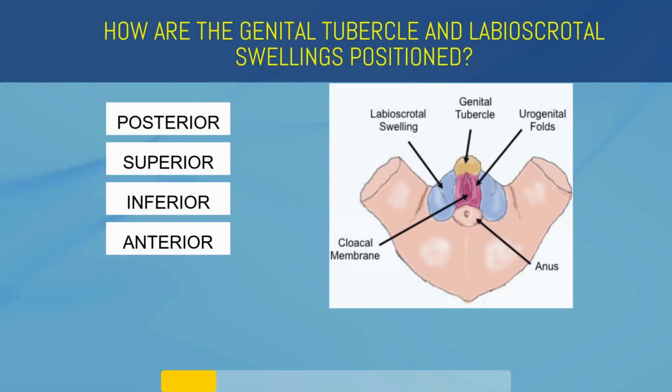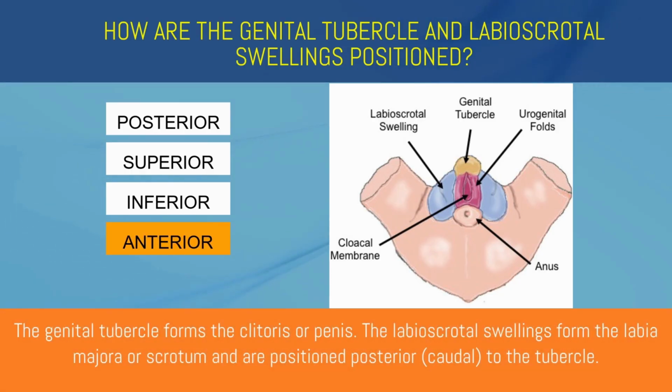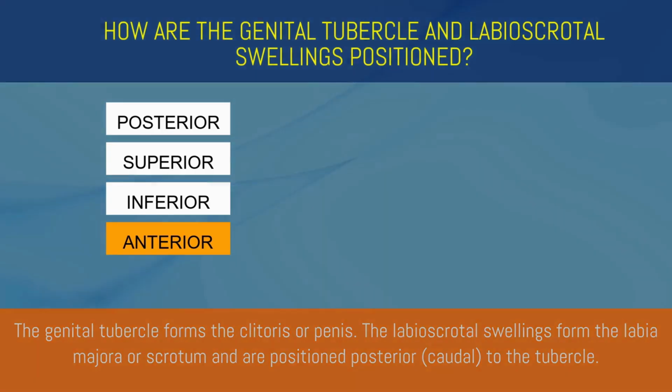How are the genital tubercle and labioscrotal swellings positioned? Posterior, superior, inferior, or anterior? Anterior. The genital tubercle forms the clitoris or penis. The labioscrotal swellings form the labia majora or scrotum and are positioned posterior to the tubercle.